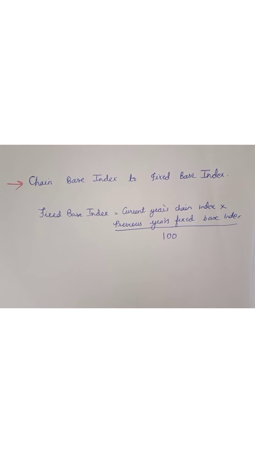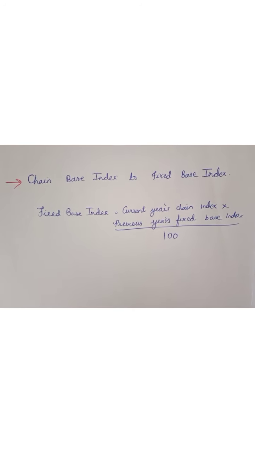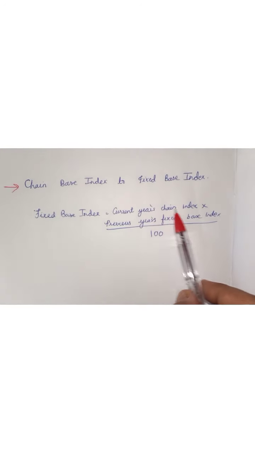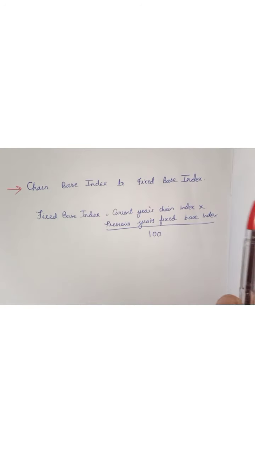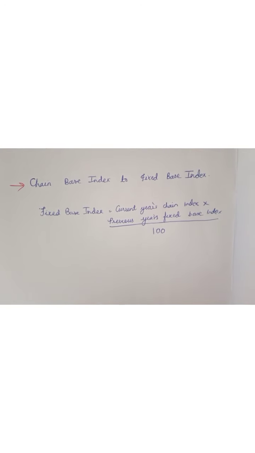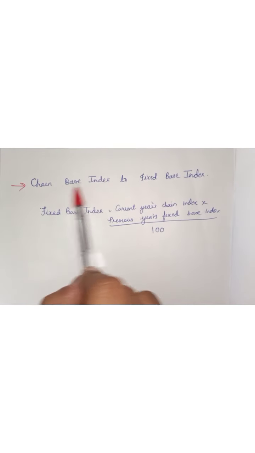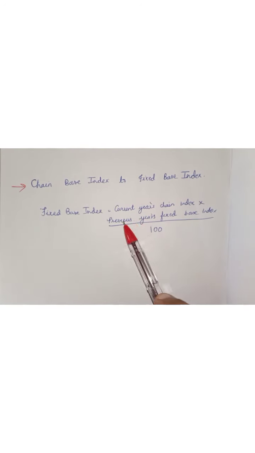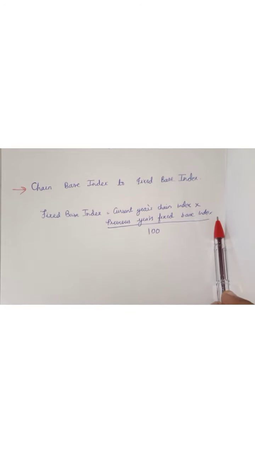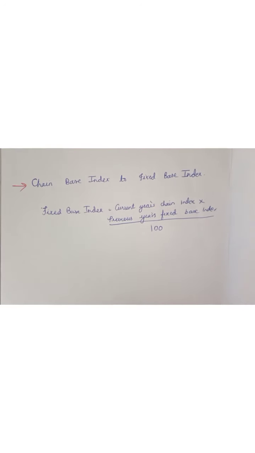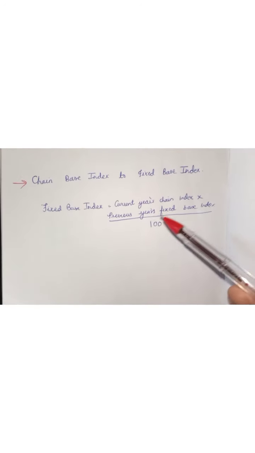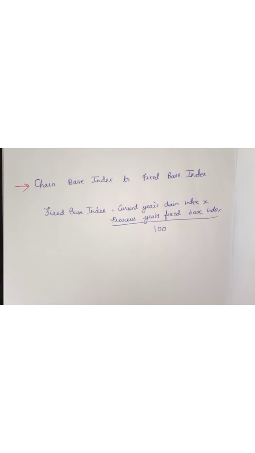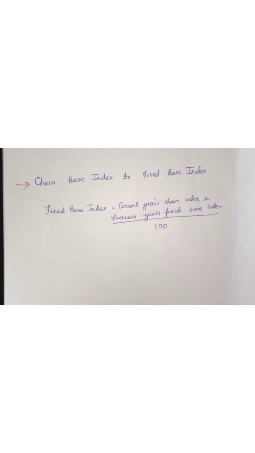Now the second one is to convert chain base index to fixed base index. So here, for finding fixed base index, we use the current year's chain index. We are not given price, again we are given the chain base index. So the chain base index will be given to us, and we use the current year's chain base index into the previous year's fixed base index. The chain base index will be given and the previous year's fixed base we are going to calculate, and that we divide by 100. So this is how we do the conversion of fixed base and chain base indexes.